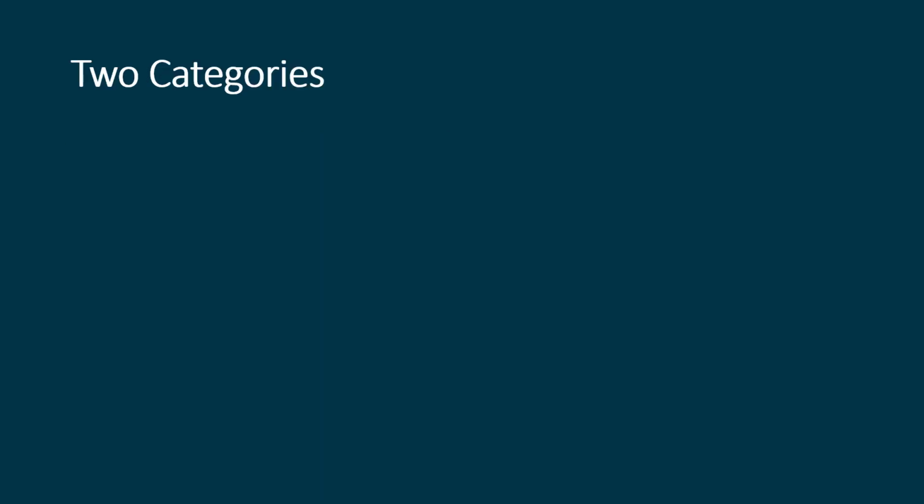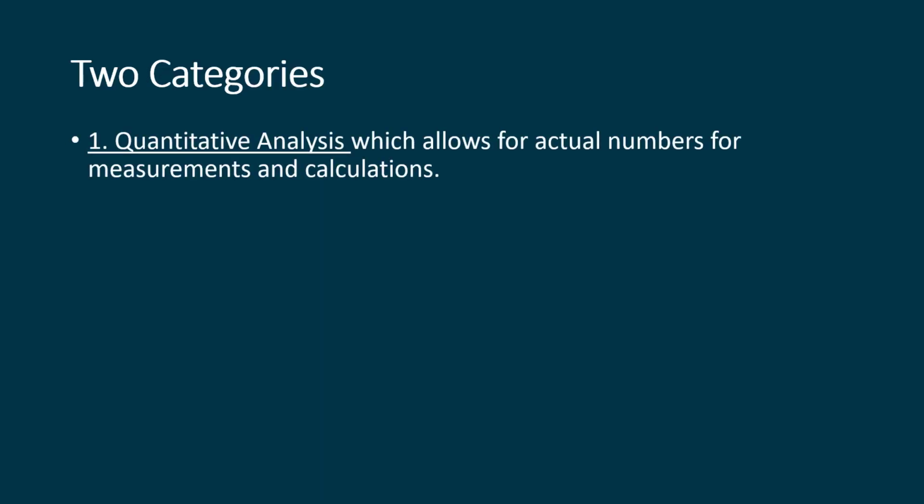We have two different categories that we use with this. There is quantitative analysis. This is the quantity. This allows for actual numbers and measurements to be used and calculations to be performed.